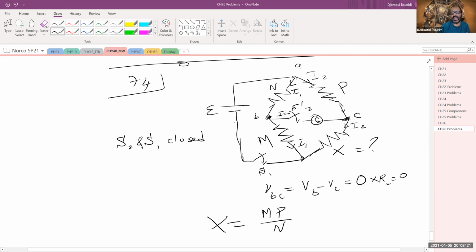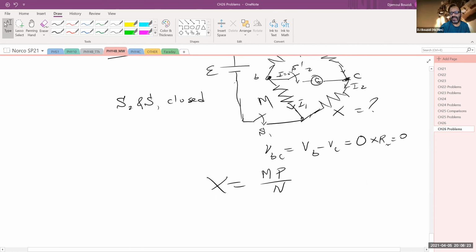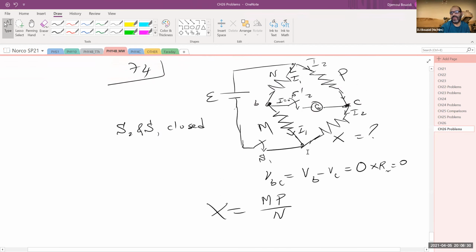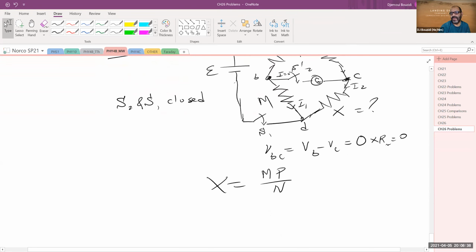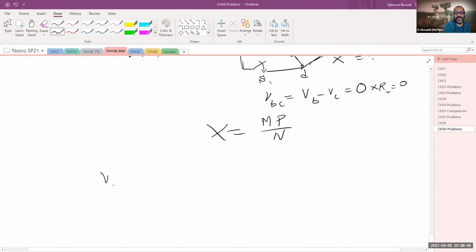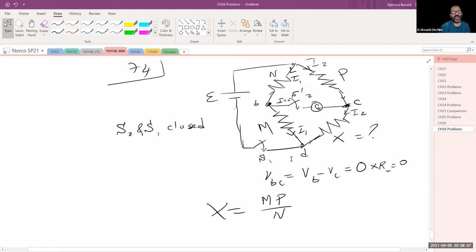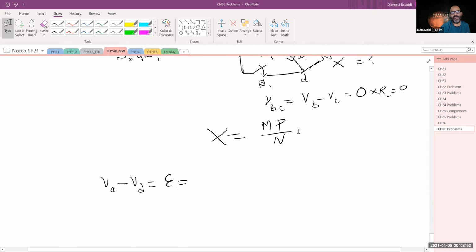So if I do that, that means this is how this circuit looks like. VA minus VA is equal to zero, obviously. And from one side, or VA minus V, what did we call this point, D? This is D, okay. VA minus VD is the following. On one side, it's equal to the EMF because there is a voltage drop with epsilon. On the other side, it's N times I1 plus M times I1, which is N plus M times I1.